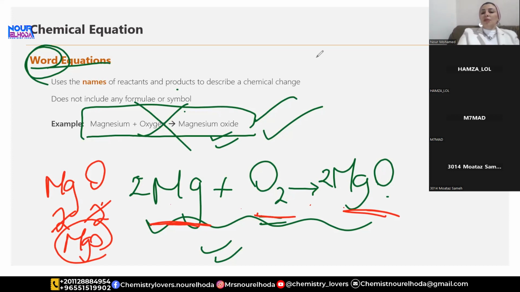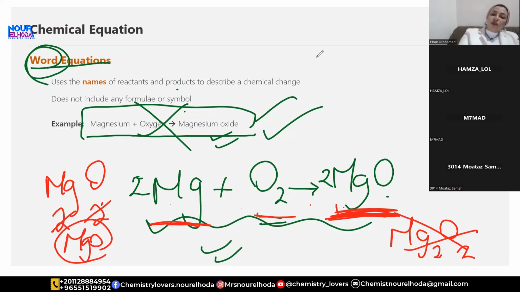All the time the magnesium oxide is named MgO. It will never, never, never be Mg2O or Mg2O2. It will never be like this. All over your life you are going to write magnesium oxide as MgO.